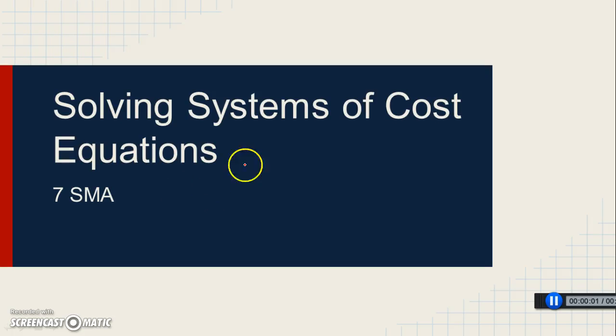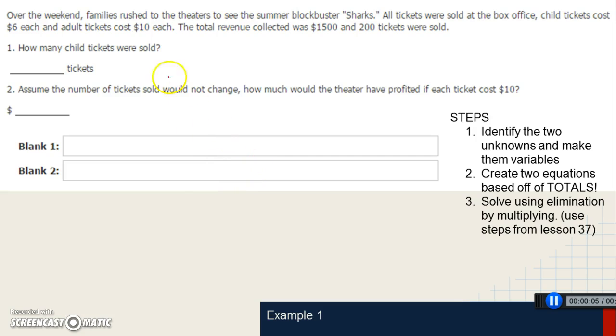Today's video is going to be covering solving systems of cost equations. As I go through this, I'm just going to highlight and annotate the key information that I see. Over the weekend, families rushed to the theaters to see the summer blockbuster Sharks. All tickets were sold at the box office. Child tickets cost $6 each, and adult tickets cost $10 each.